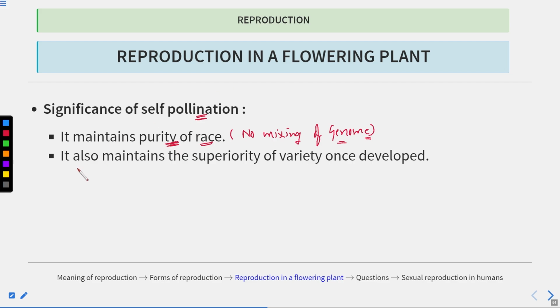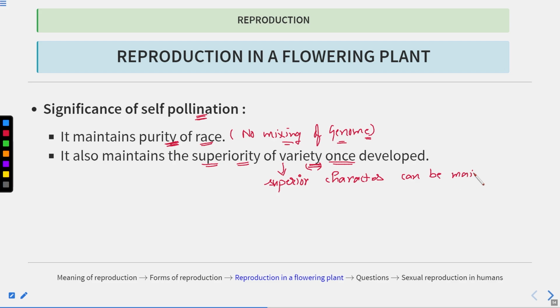All right. Now next, it also maintains the superiority of the variety once developed. So this is also a significance. Because of self-pollination, the superiority of the variety is maintained. What happens here? There is no mixing of the other genome. So if a superior variety is created, then the superiority will be maintained, meaning the superior characters can be maintained.